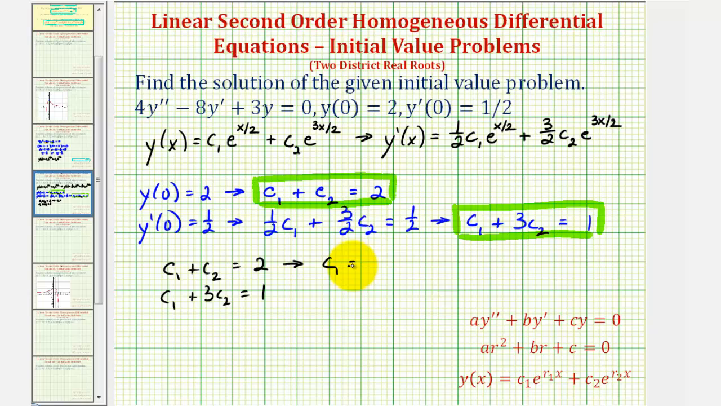C sub 1 would be equal to 2 minus c sub 2, and I'll perform substitution into the second equation for c sub 1. So using substitution, we would have 2 minus c sub 2 plus 3 c sub 2 equals 1. So here we're going to have 2 c sub 2. We'll subtract 2 on both sides. That would be negative 1. So we know that c sub 2 is equal to negative 1/2.